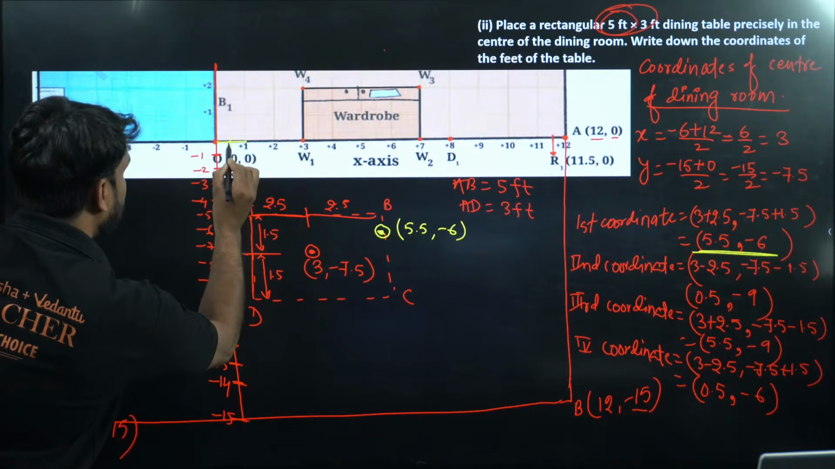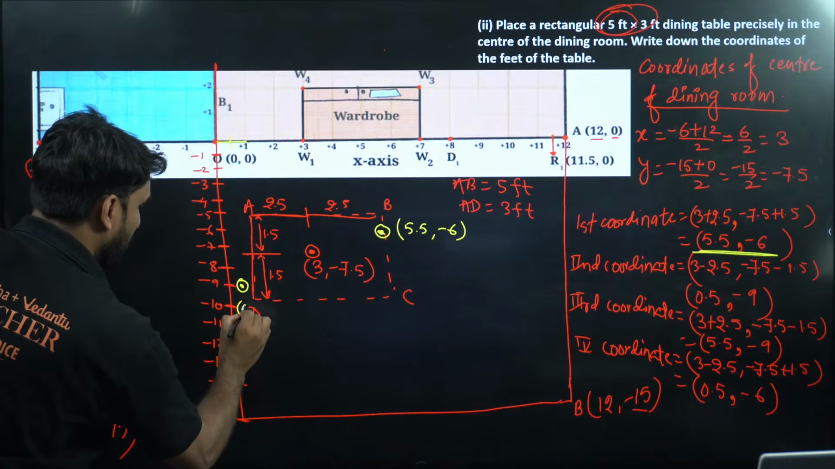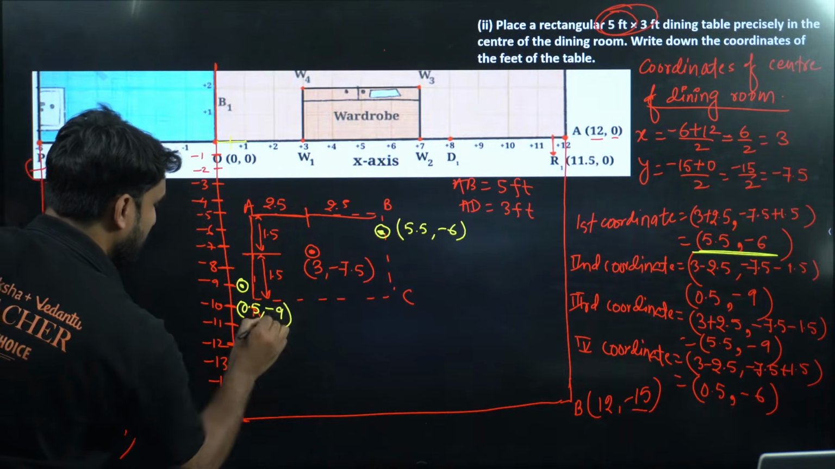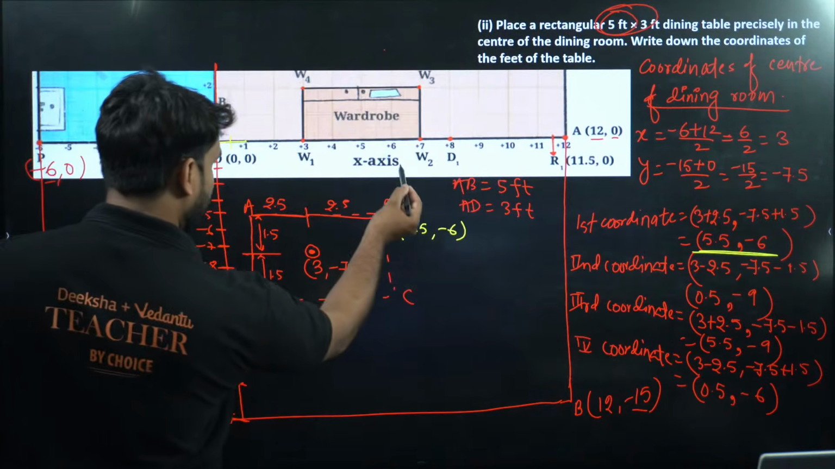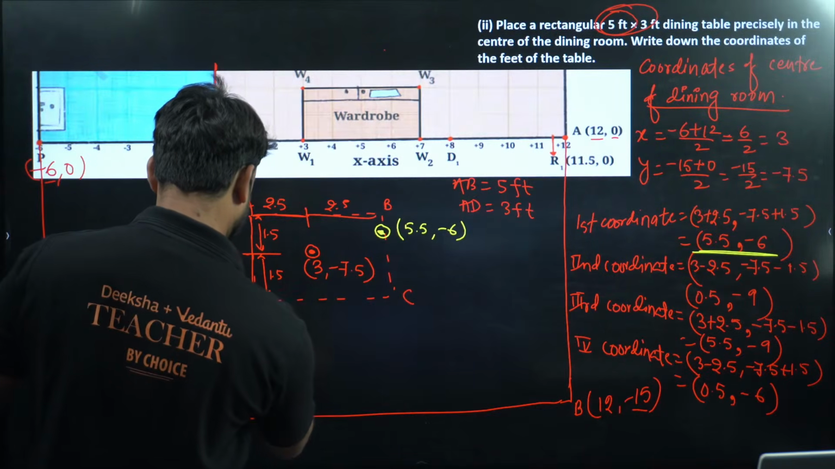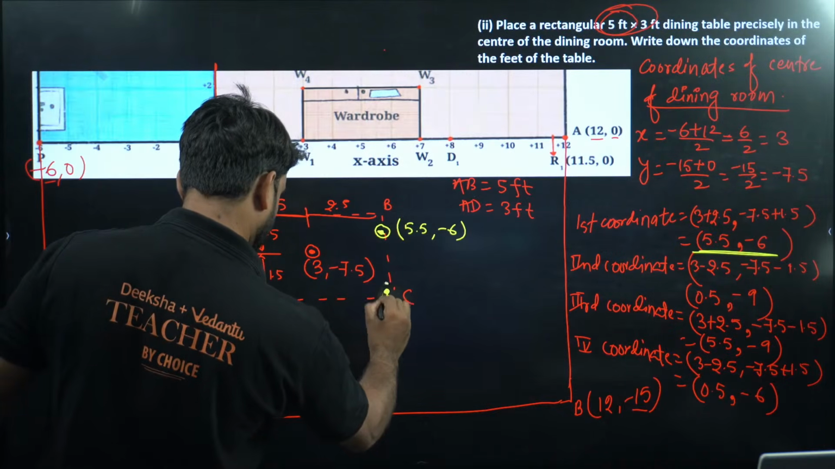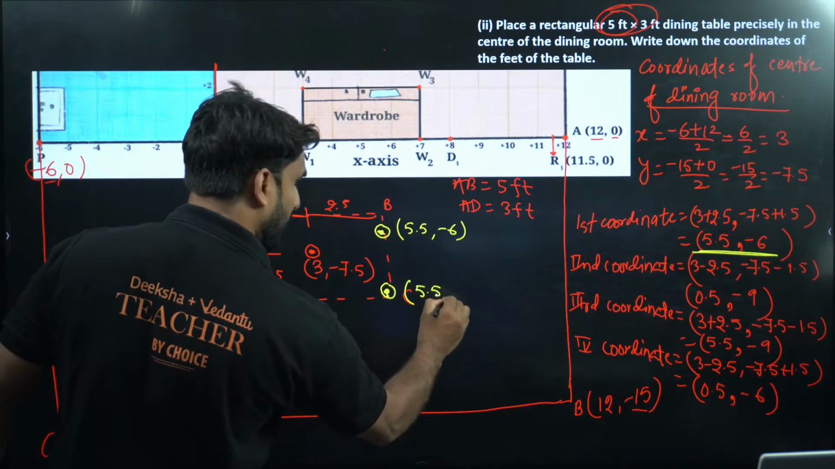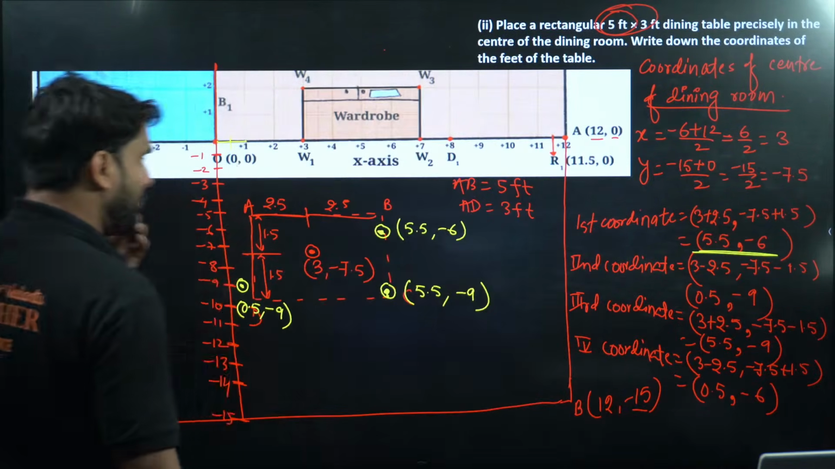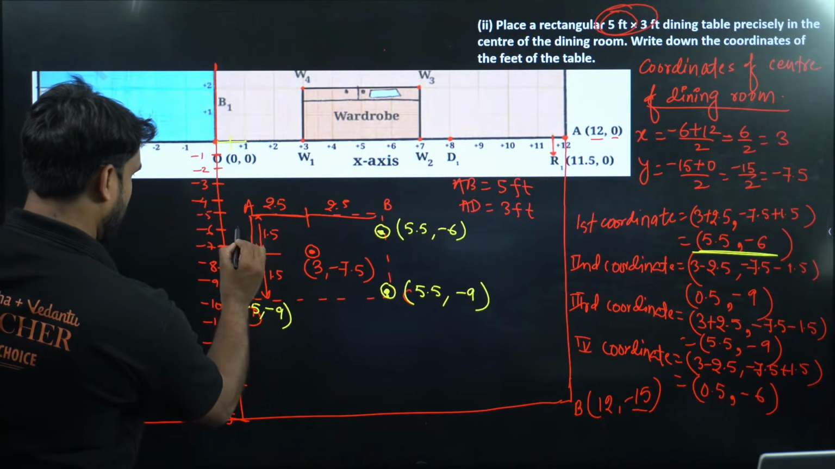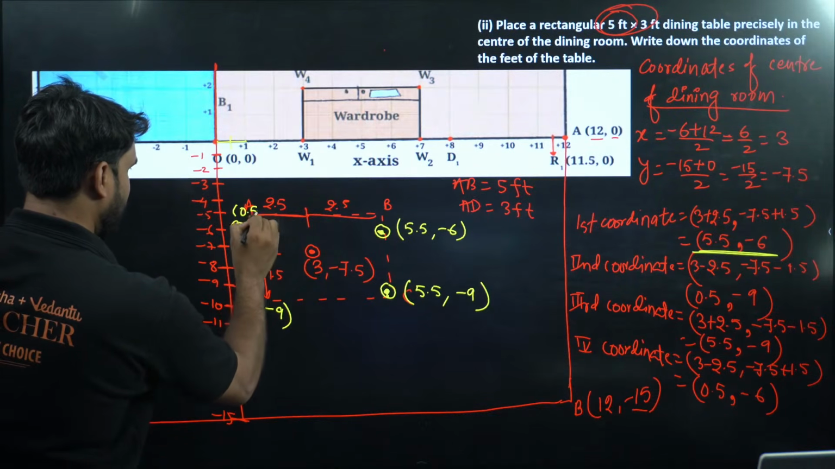The 0.5 will be the center of one end. So this will be the coordinate here, 0.5 comma minus 9. Now the third coordinate is 5.5 comma minus 9. So this will be the coordinate, exactly in front of this one. And the fourth coordinate of the dining table will be 0.5 comma minus 6. Yes, of course, this will be the coordinate.